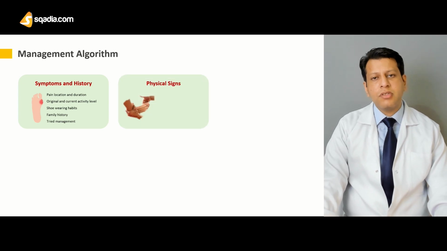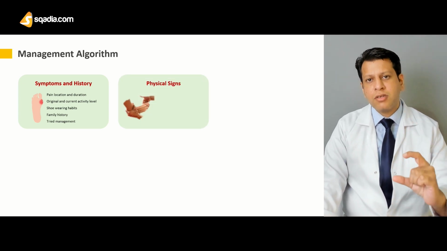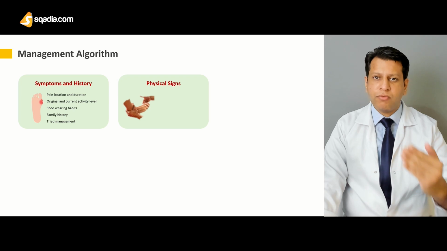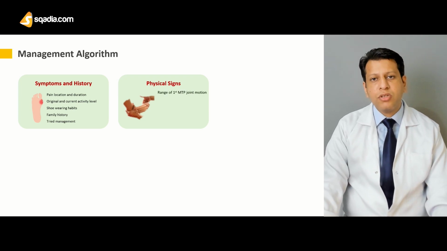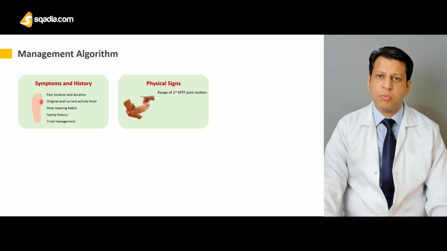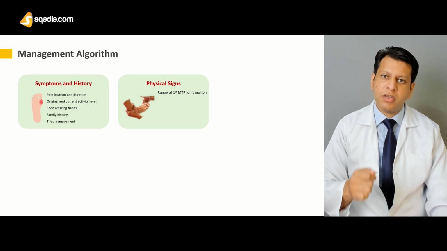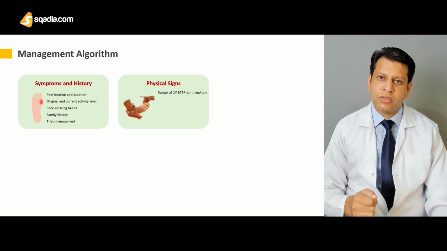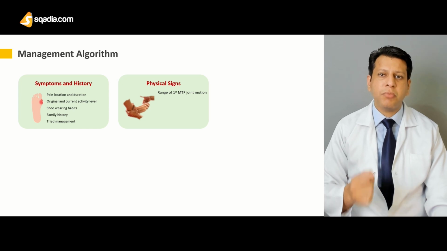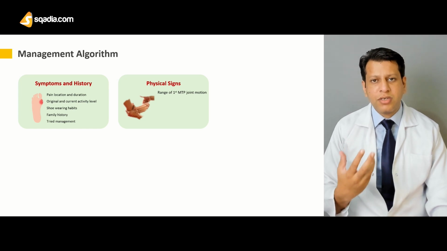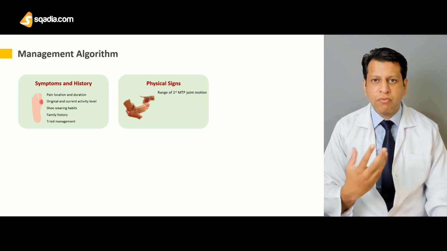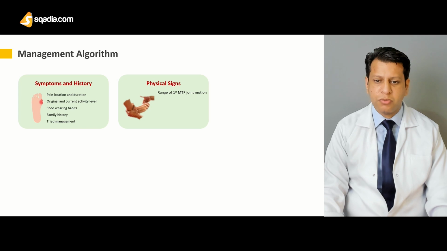Then comes the physical sign. We have to assess the foot as a whole, that is the forefoot, midfoot, as well as the hind foot. We have to assess the range of the first metatarsophalangeal joint. Why is it important? Because if there is decreased range of motion, or there is crepitus, or there is pain during the motion, this means there is probably arthritis. And instead of going for osteotomy, we may have to go for some form of arthrodesis as well.